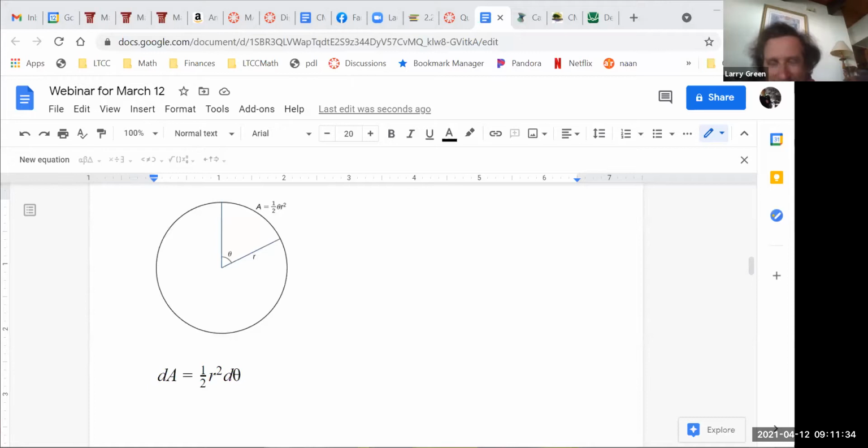Yeah, this looks like calculus. Okay, that's the whole point, is we want to do some calculus. We want to find out what the area of the circle is, of the polar region is, and this is how we do it.